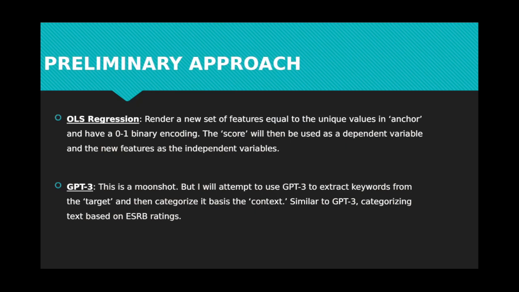So the preliminary approach, which we were earlier planning to do, was an OLS regression. We do a binary encoding on the anchor value, regress it against the score, and see how it performs. That didn't pan out very well. Then for some reason I thought GPT-3 could be used, and as I said, this was a moonshot. I was planning to do something along the lines of how the ESRB rates games or movies. Let's say if you have two phrases which are very similar, you get a high rating if your score is like 1 or 0.75.